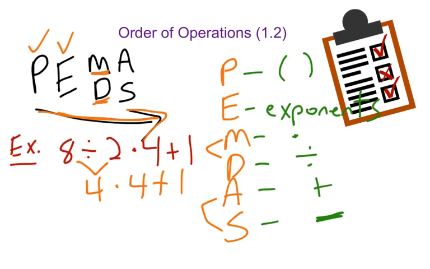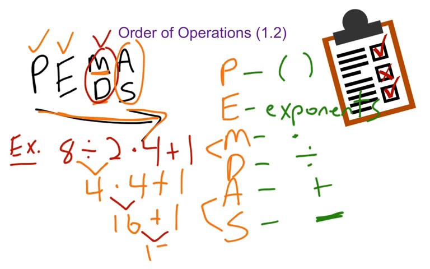So I have 4 times 4 plus 1, and now I'm still on the multiply and divide level because I still have some multiplication. So I'm going to do multiplication next, and 4 times 4 is going to give us 16, and then I bring down the add, and now we're on our last little group here, add and subtract, and I just have addition, so I do that, and 16 plus 1 gives us 17. And that's the correct way to do that problem.